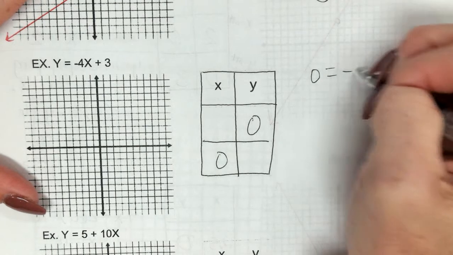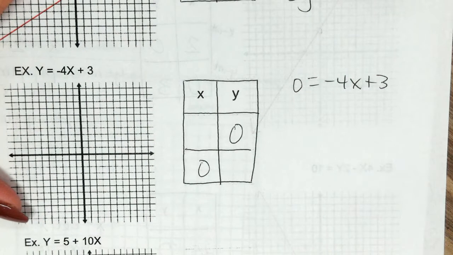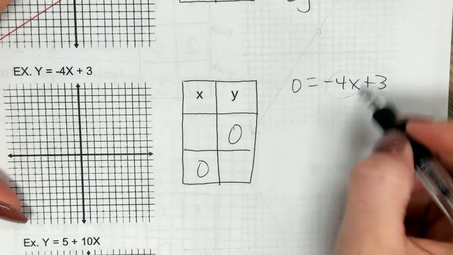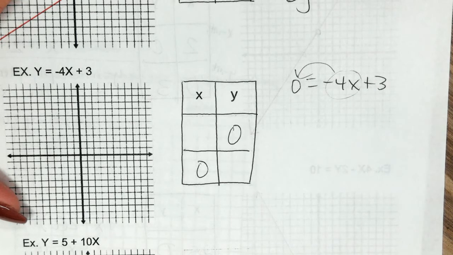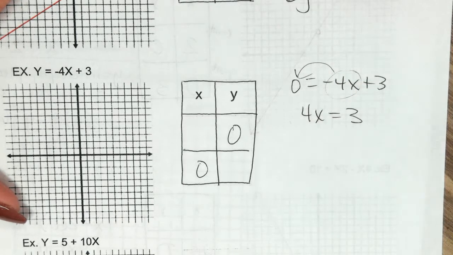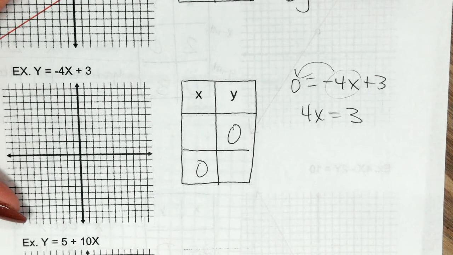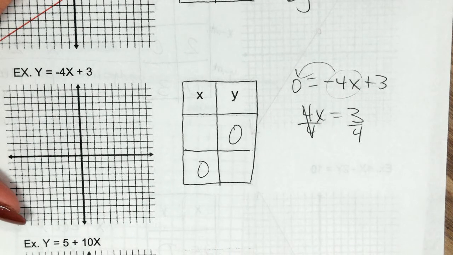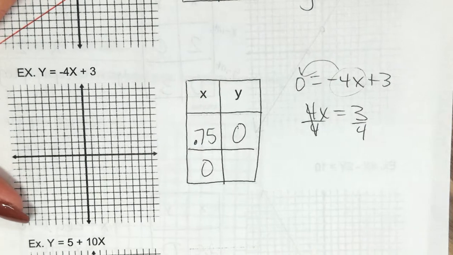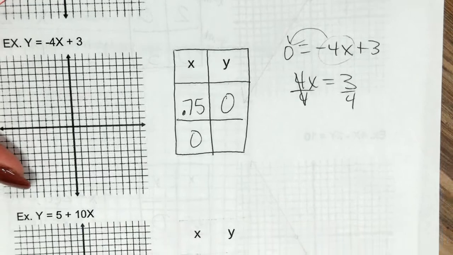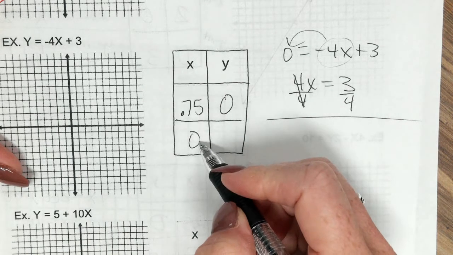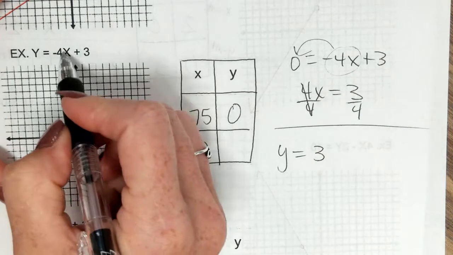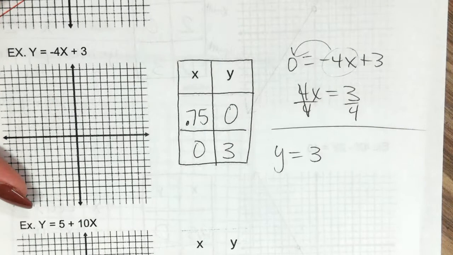So I have 0 equals negative 4x plus 3. I'm solving for x, so what do I need to do? Could I move this to this side? Yes or no? Yeah. So 4x equals 3. Now what would I do? Divide by 4. So what's x? Give it to me as a decimal. 0.75. Okay. Let's plug in when x is 0. So I have y equals. I'm done, right? Because if I plug in 0 for x, I just have y equals 3. There's my intercepts.